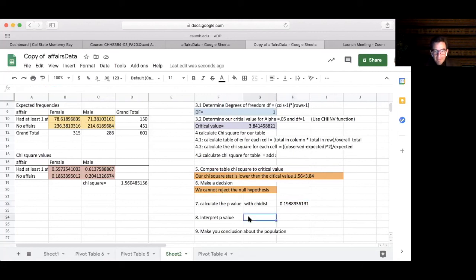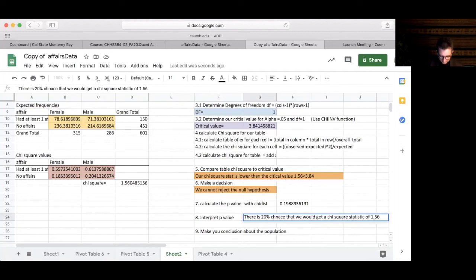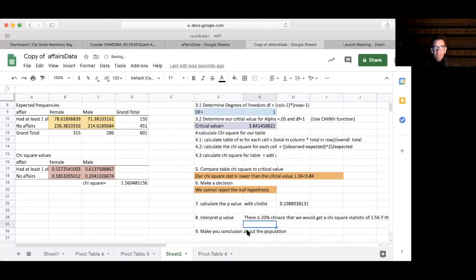So interpret the p-value. That means there is a 20% chance that we would get a chi-square statistic of 1.56 if the null was true. That is, if there was no relationship in the population. And 20% is pretty high. So what's the conclusion that we make about the population?